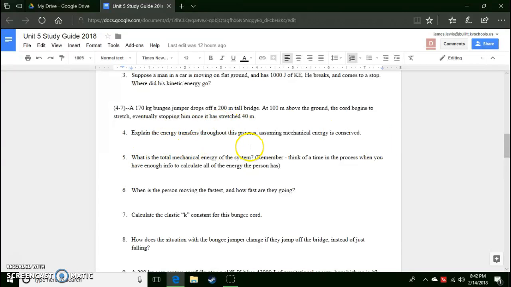So, explaining the energy transfer. Again, we're talking about mechanical energy, because it tells you right here, assume mechanical energy is conserved. So, mechanical energy, remember, is your GE, your EE, and your KE. Okay, gravitational, elastic, and kinetic energies. So let's think about this whole thing.